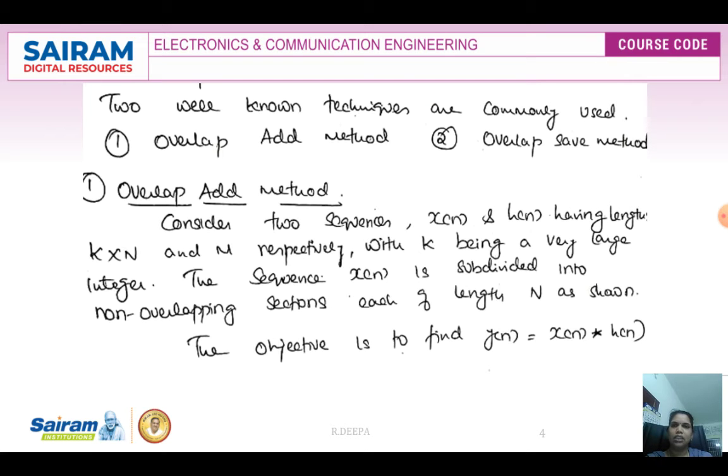As I told, these are the two commonly used techniques, the overlap add method and overlap save method. Let us consider two sequences x of n and h of n whose lengths are K times N and M respectively, where K is a very large integer. The sequence x of n, we are going to divide into blocks each of length capital N. What is the objective of this method? As I told, it is to find the linear convolution between x of n and h of n, and the output sequence is named y of n. Hence the objective is represented as y of n is equal to x of n convolved with h of n.